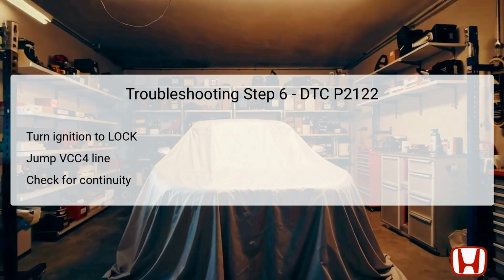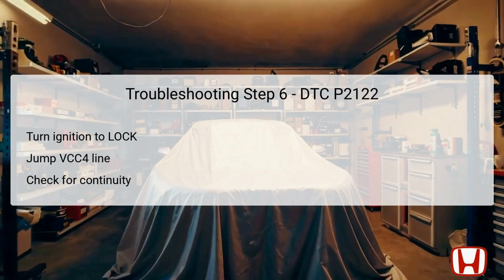In step 6, the investigation shifts to check the integrity of the VCC4 line. Start by ensuring the ignition switch is in the lock position to maintain safety. Then, jump the SCS line using the HDS as previously done. Next, disconnect ECM connector A, 49P, to streamline the circuit tests.